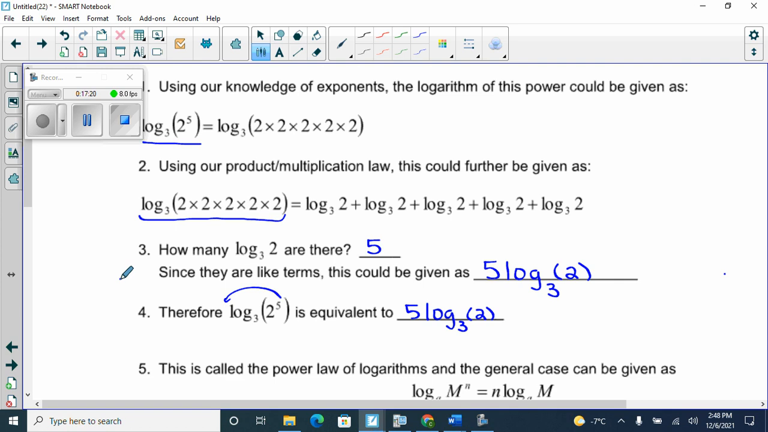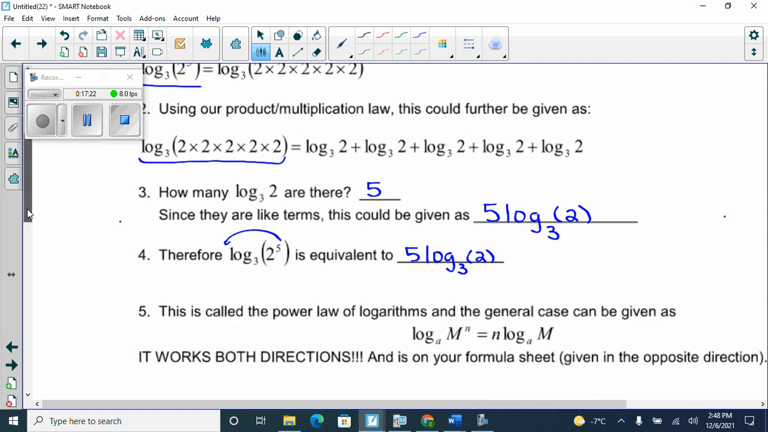It's called the power law. It's on your formula sheet. It shows you log base a of m to the n equals n log base a of m. And once again, it works both directions. You can take it from the front, bring it up, or take it up and bring it in front.